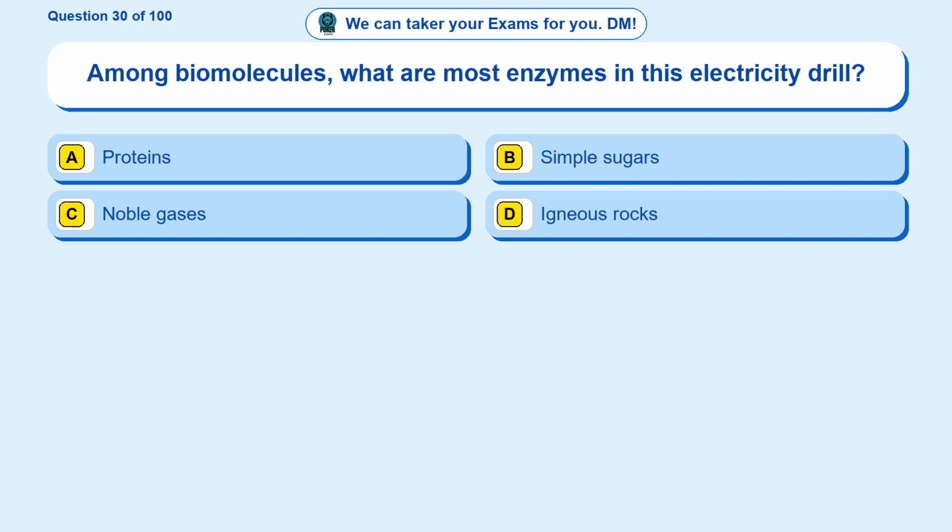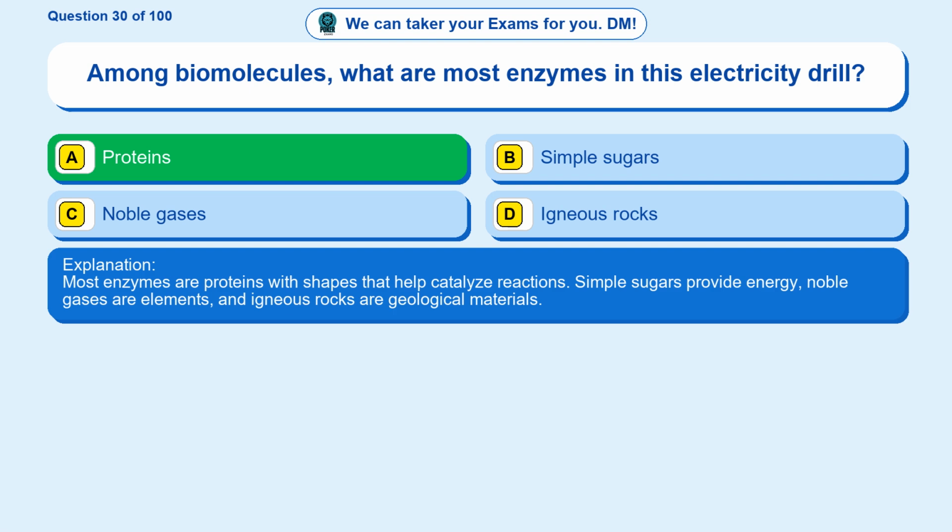Question 30. Among biomolecules, what are most enzymes in this electricity drill? Option A, proteins. Option B, simple sugars. Option C, noble gases. Option D, igneous rocks. The correct answer is option A, proteins. Most enzymes are proteins with shapes that help catalyze reactions. Simple sugars provide energy, noble gases are elements, and igneous rocks are geological materials.